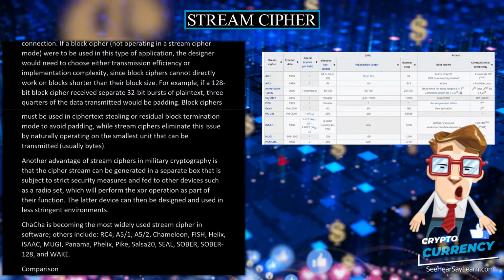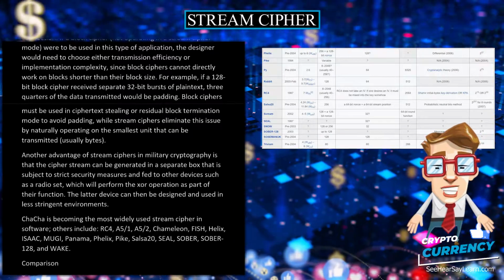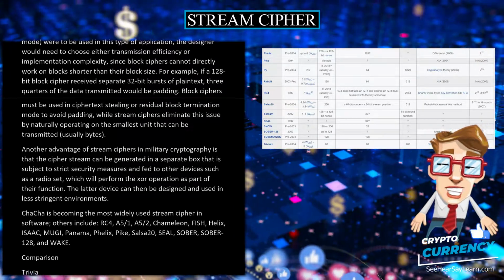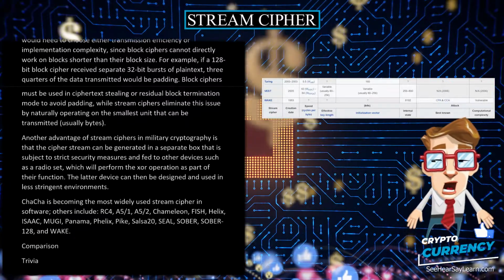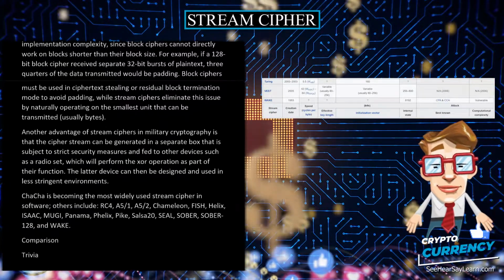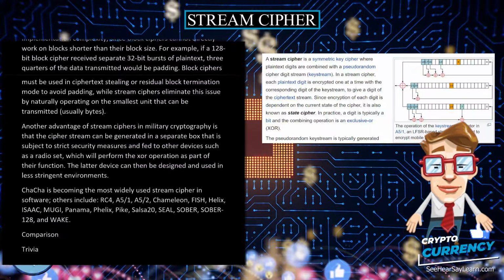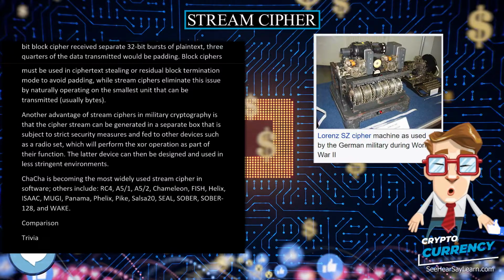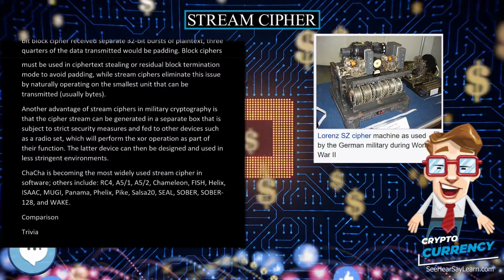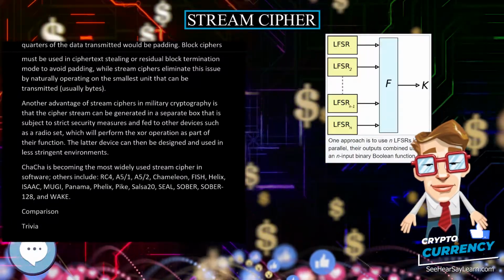ChaCha is becoming the most widely used stream cipher in software. Others include RC4, A5/1, A5/2, Chameleon, Fish, Helix, ISAAC, MUGI, Panama, Phelix, Pike, Salsa20, SEAL, SOBER, SOBER-128, and WAKE. Comparison. Trivia.